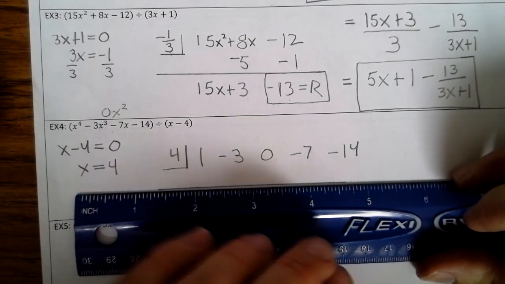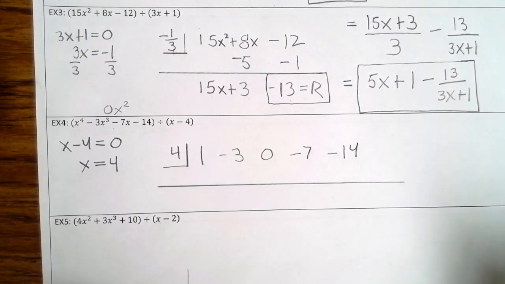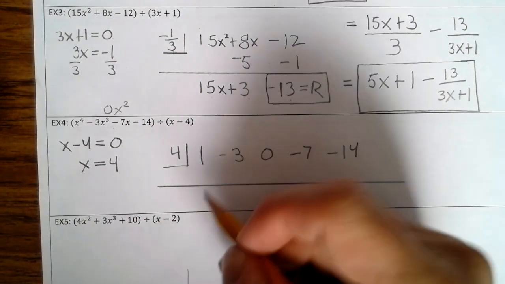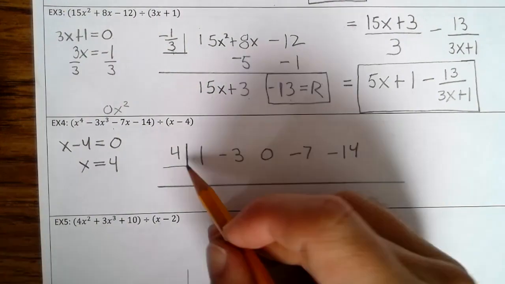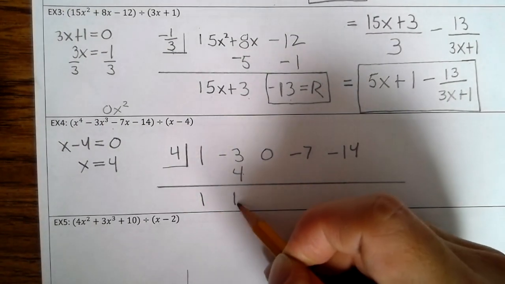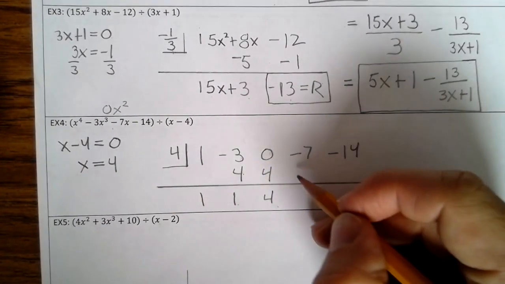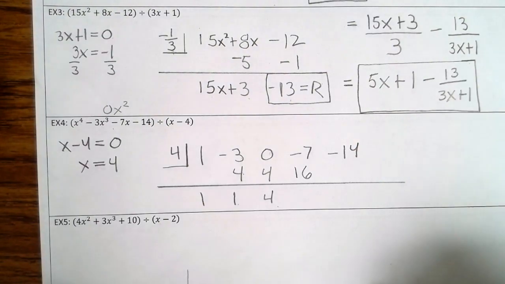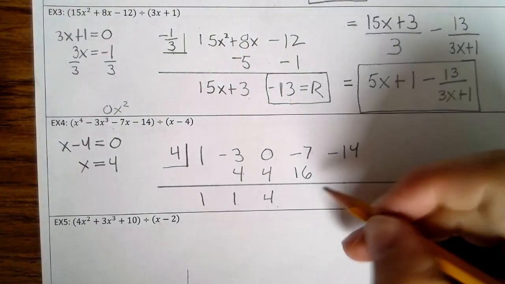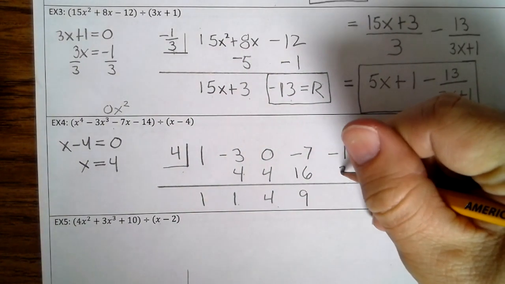Okay. So then you bring down the 1. So 4 times 1 is 4. Negative 3 plus 4 is 1. 4 times 1 is 4. 0 plus 4 is 4. 4 times 4 is 16. Negative 7 plus 16 is 9. 9 times 4 is 36. Negative 14 plus 36 is 22. So you have a remainder of 22.